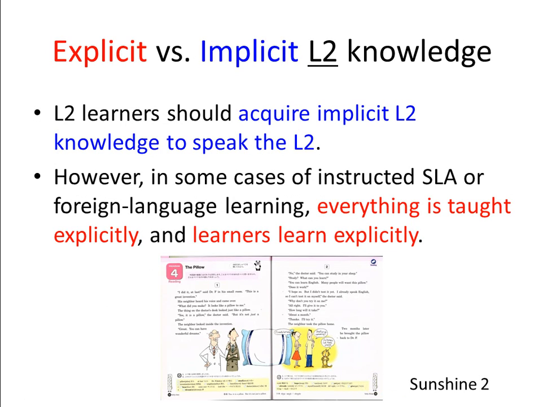Okay, now let's turn to second language. So yes, there is a distinction between explicit and implicit second language knowledge. And second language learners should acquire implicit second language knowledge to speak their L2, of course, because implicit language knowledge is the primary language knowledge, and explicit language knowledge is only secondary. So what we should try to acquire is implicit second language knowledge. I mean, if we want to speak our L2, or if we want to use our L2 fluently, it is implicit second language knowledge, not explicit knowledge, that we should acquire.